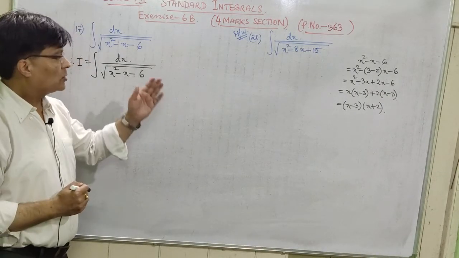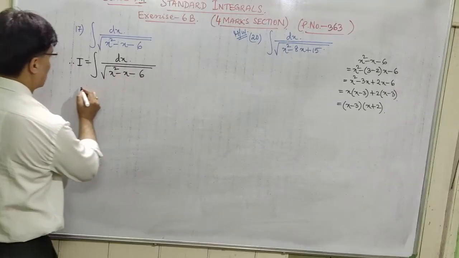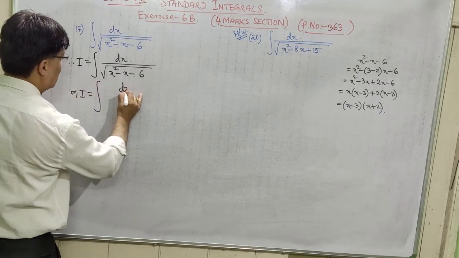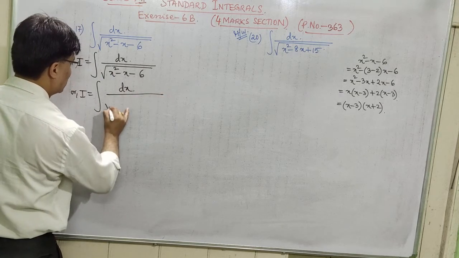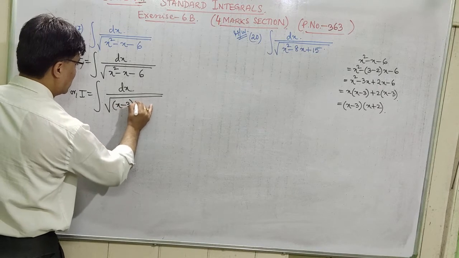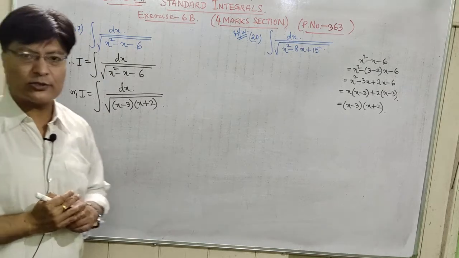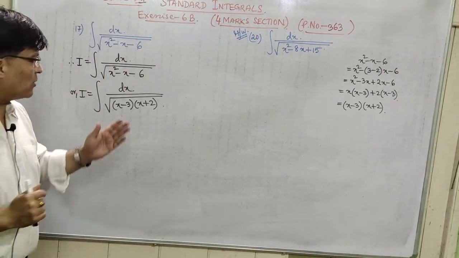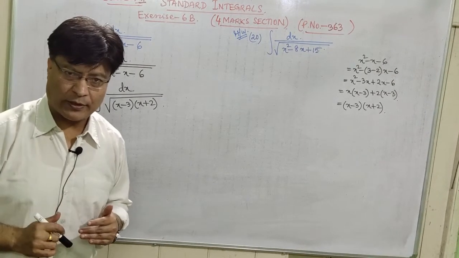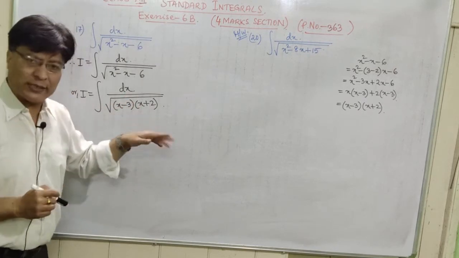X plus 2. So let us write down this factorization out here. Let us write down the factors. I is equal to integral dx divided by, within square root, x minus 3 into x plus 2. Is that understood now? So both the factors are within square root. So let us assume one of the factors as z square. Either you can assume x minus 3 as z square or x plus 2 as z square.